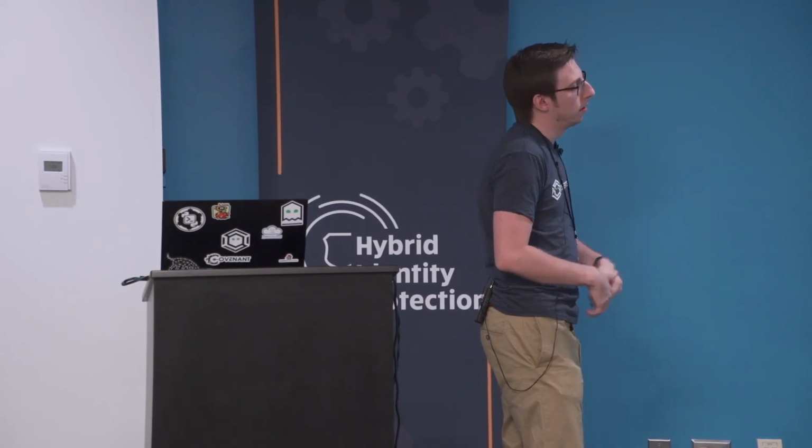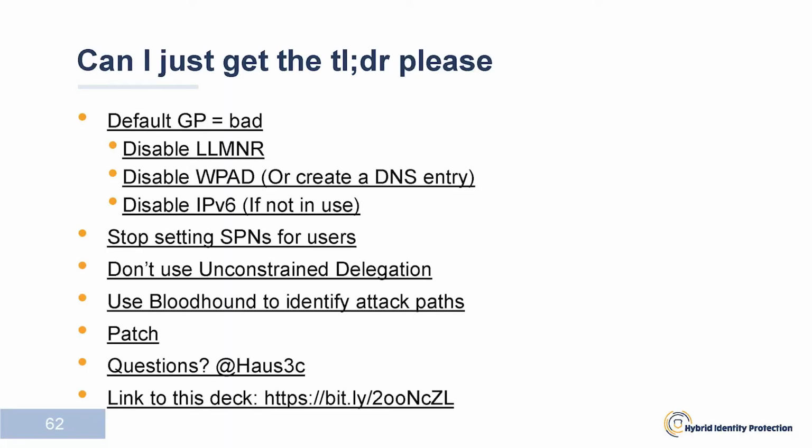Can I just get the too long didn't read version, please? Default group policy is bad. Disable LLMNR, disable WPAD, disable IPv6. Stop setting SPNs for users. Don't use unconstrained delegation. Bloodhound is great. Patch. Anybody have questions? Any questions at all?